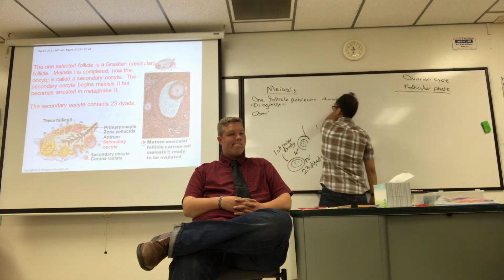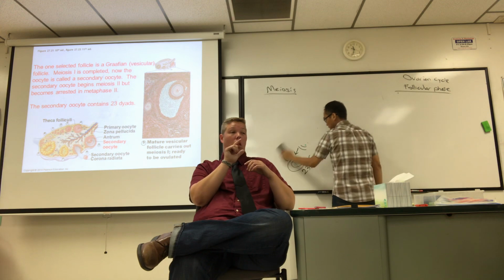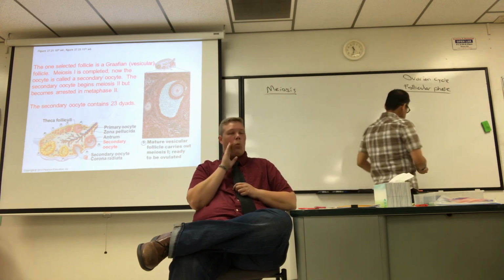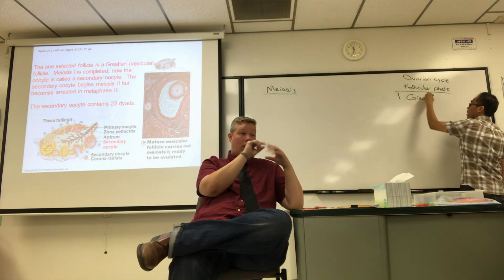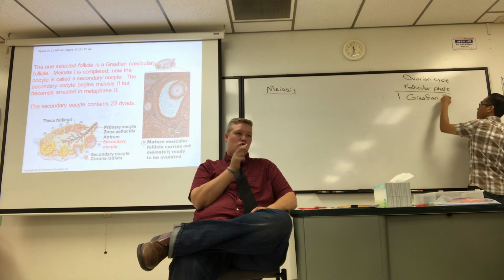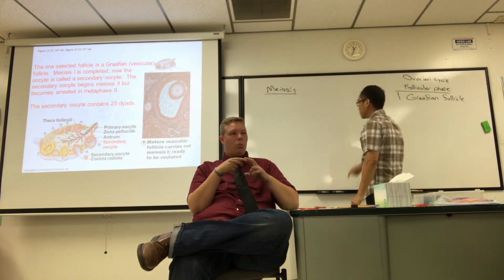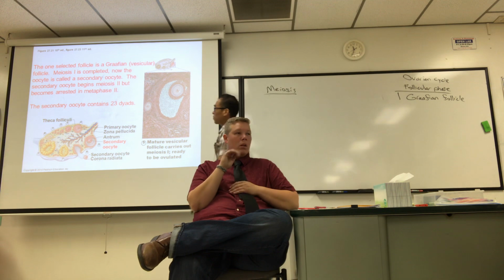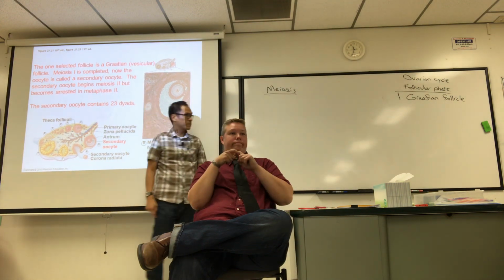But now we got our one follicle that makes it all the way to Graafian, that will ovulate. There can only be one Graafian follicle. On the slide they call it the vesicular follicle, they're called that too. Well, anyways, that's the stage of follicular development. In terms of meiosis II, it becomes arrested in metaphase II. It will not complete unless sperm is present.